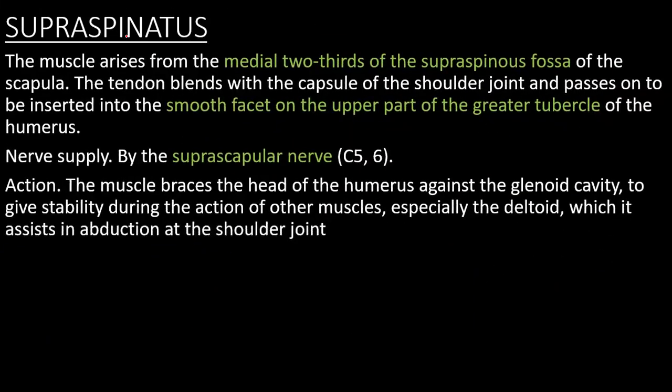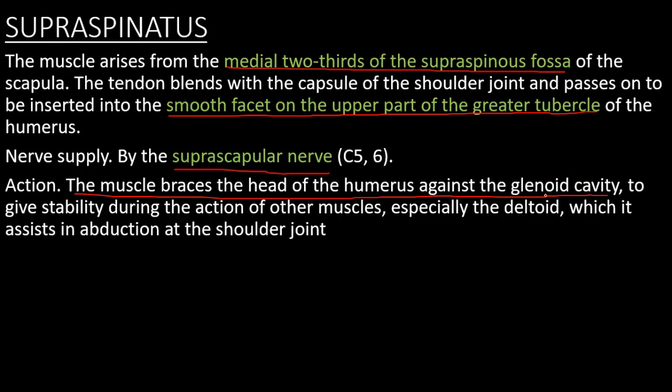Now, supraspinatus muscle arises from the medial 2/3 of the supraspinous fossa of the scapula. Its tendon usually blends with the capsule of the shoulder joint superiorly, as I have said. It is inserted into a smooth facet on the upper part of the greater tubercle. It is supplied by the suprascapular nerve from the upper trunk of the brachial plexus. The muscle function is to brace the head of the humerus against the glenoid cavity, the rotator cuff function.